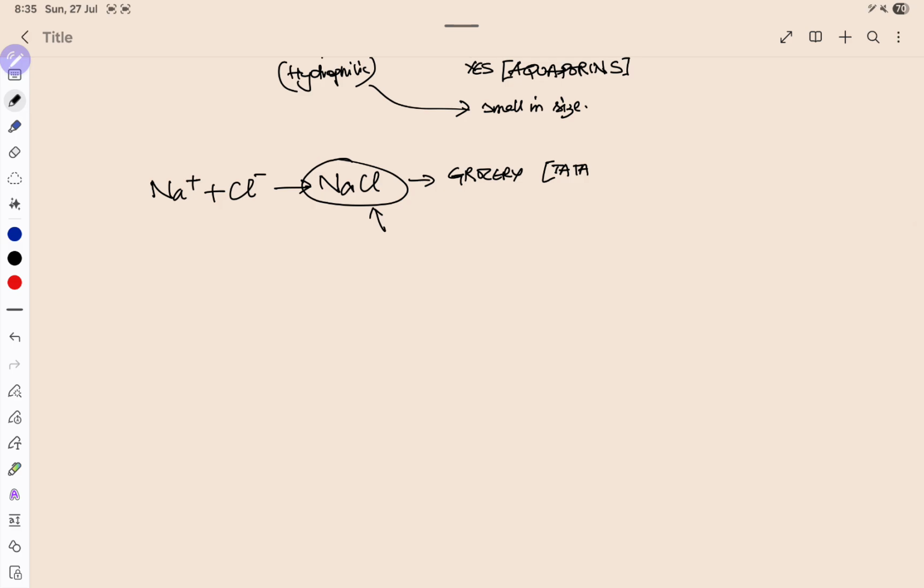Now, out of sodium ion, chloride ion and sodium chloride, someone is lipid soluble and someone will be water soluble. Now remember this, sodium chloride does not have any charge, whereas sodium ion and chloride ion carry charge. So from this moment, please remember, neutral compounds are lipid soluble, whereas charged particles are water soluble.